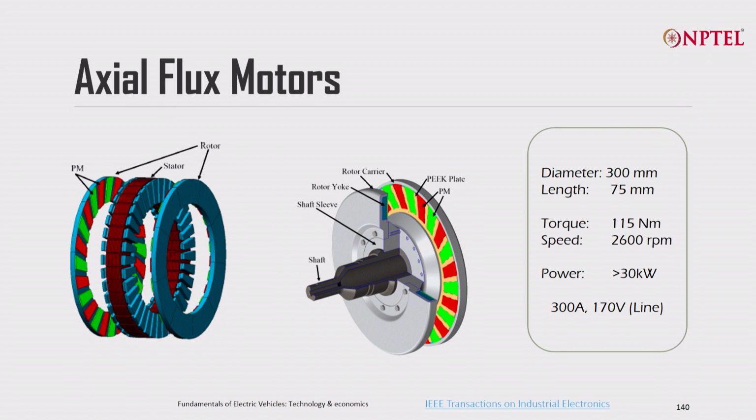but when it does get to work, this is a typical example of an axial flux motor. You can see that it is about 1 foot in diameter, but its axial length is only 3 inches, and I can get a very high torque of 115 Newton meter and go to a good speed of 2600 RPM, and I get 30 kilowatt, very high. So, the power density and torque density can be very high with this kind of architecture.